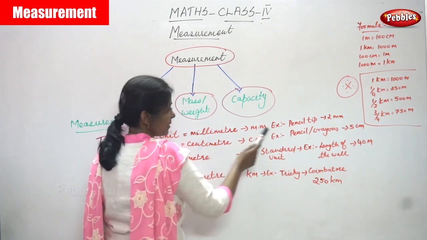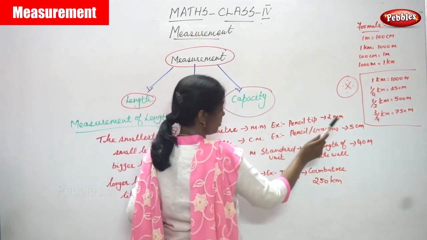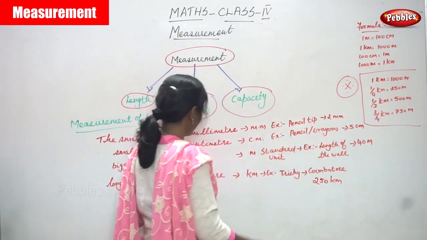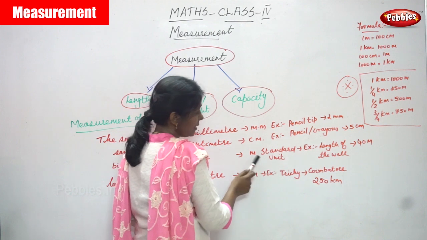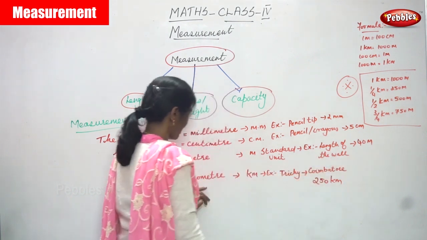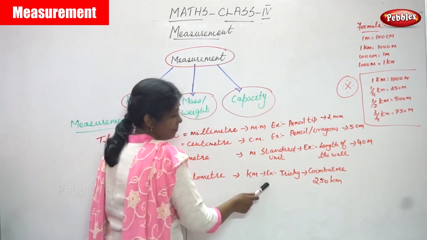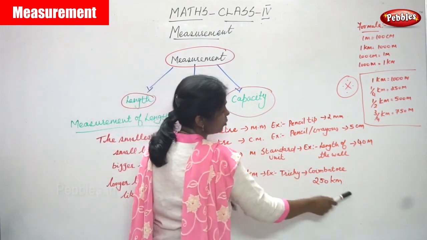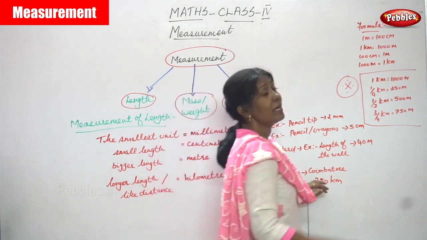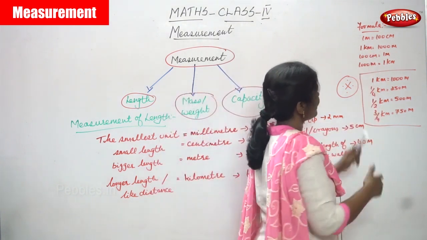For millimeter, I am giving the example of a pencil tip, that is 2 millimeter. Centimeter, examples are pencils or crayons, that is 5 centimeter. Meter is a standard unit, denoted in m. Example, length of the wall is equal to 40 meter. And kilometer, for example, Trichy to Coimbatore is around 250 kilometer. These are the examples. You must memorize these formulas, they are very important.